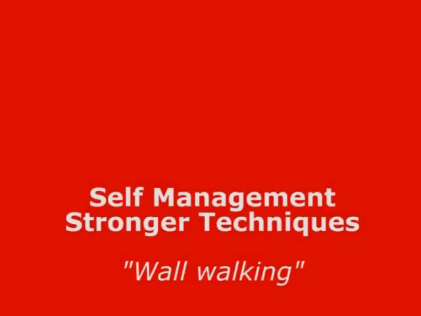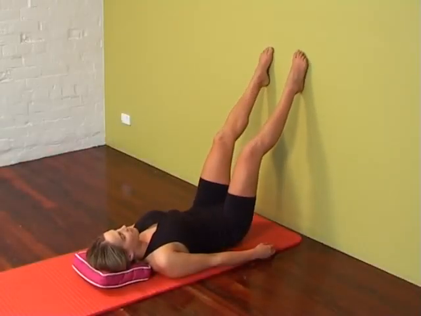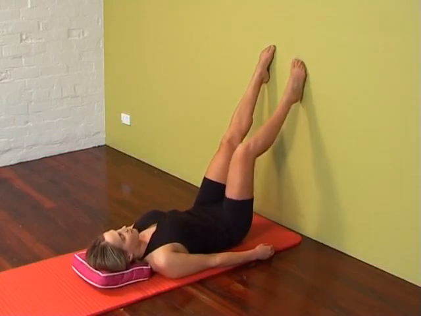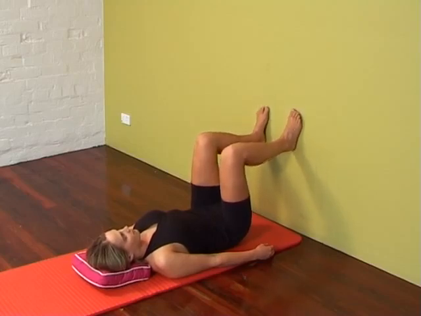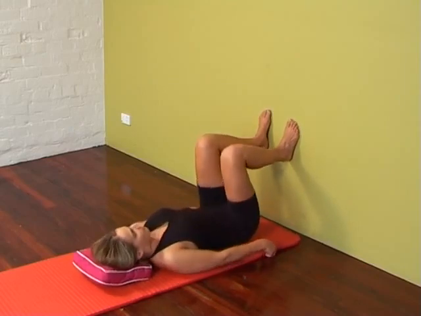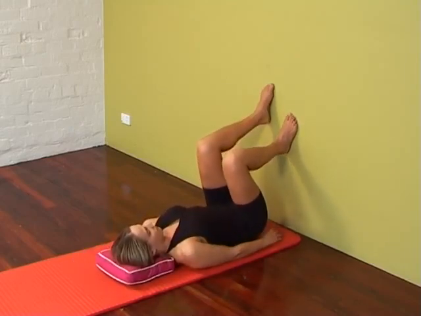Self-management, stronger techniques, wall walking. Claire is in supine and walking up the wall. Note that her hips are some distance from the wall. As a progression, if she moved closer to the wall, this would be more aggressive along the whole neural tissue system.